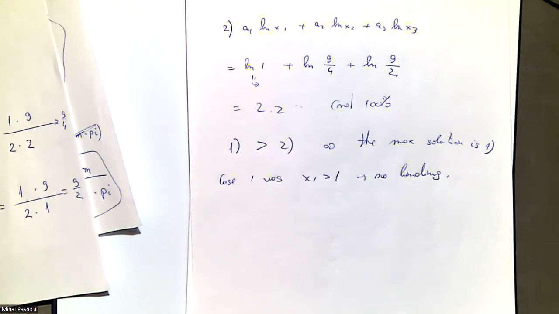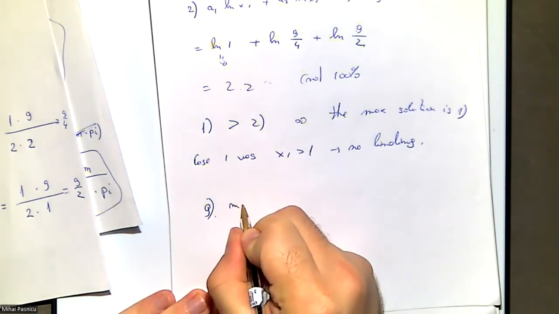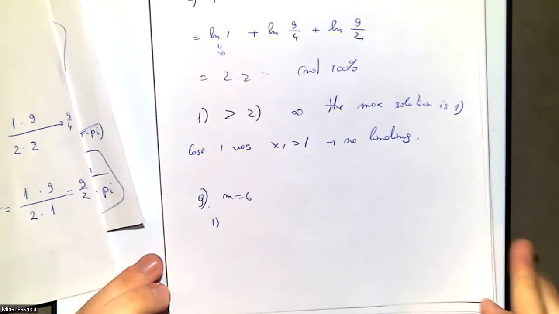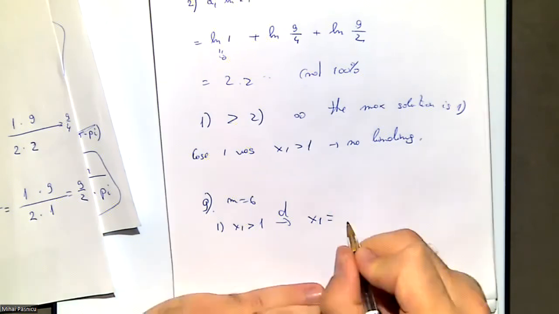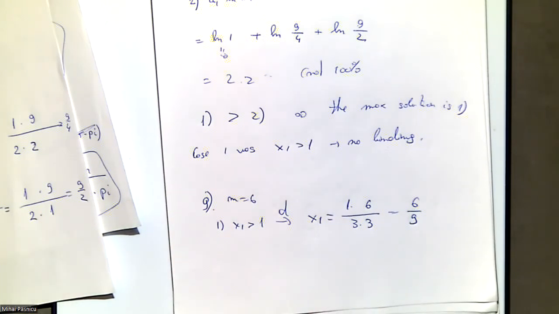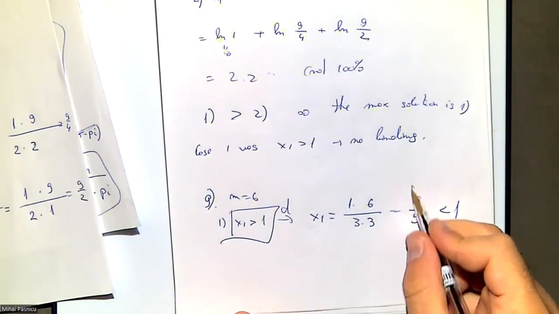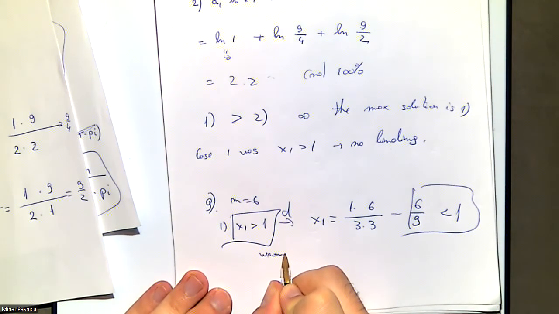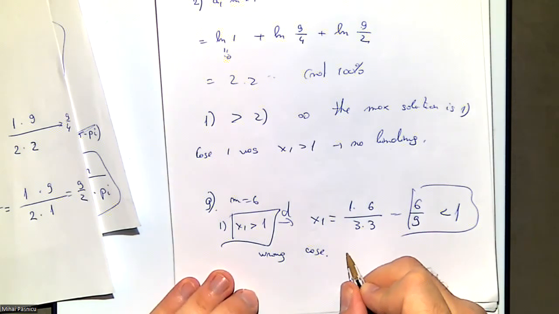Okay, now in point G, surprise, you do exactly the same thing. I think M becomes 6. So you do case 1, and you just say, okay, x1 is greater than 1. I use D, and I get x1. I'm just copying the formula. I'm just getting 1 times 6 over 3 times 3, which is 6 over 9. And here you can actually stop at this point and just say, I'm saying x1 is greater than 1, but I get a value x1 smaller than 1. So it means wrong case. I don't need to work anymore. If the solution they give me is smaller than 1, and I'm working on the assumption that x1 is greater than 1, I will see a contradiction. Okay, wrong case, contradiction.